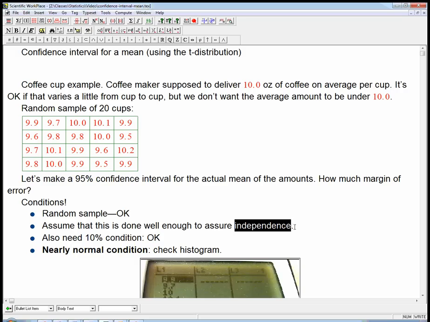That's something that's crucial. We need the 10% condition in cases where you've got a finite population and you might actually risk double counting, like counting the same person over again. Then that's going to be something we have to worry about. Are we sampling with or without replacement? And is that going to affect things? Here, this 20 cups is a very tiny proportion of all the cups the coffee maker could make. Okay, so that's okay.